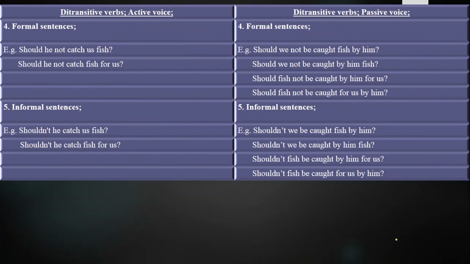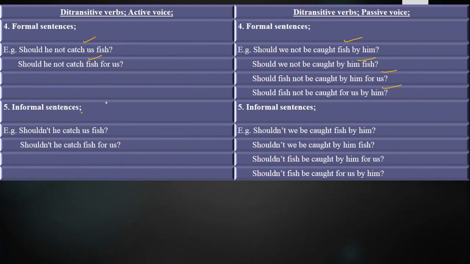Next we have got formal sentences. Those sentences in which we ask question, deny the statement, and we ask them in a formal and polite way are called formal sentences. Should he not catch us fish, should he not catch fish for us, should we not be caught by him fish, should we not be caught fish by him, should fish not be caught by him for us, and should fish not be caught for us by him.